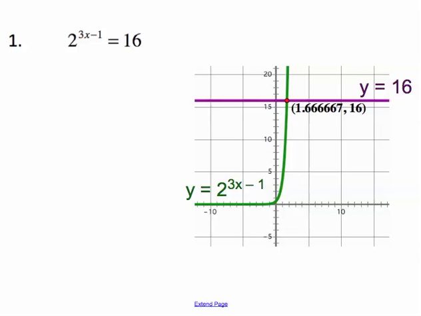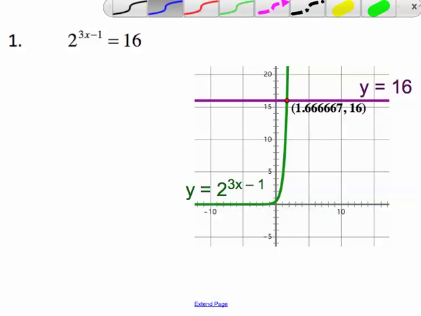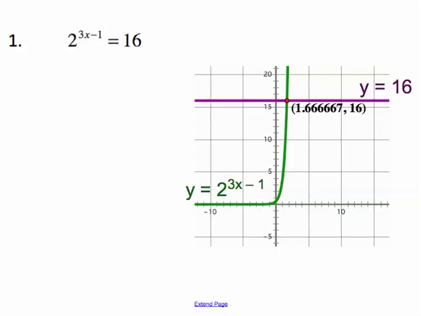We could also have solved it by graphing, like graphing on a graphing calculator. If we were going to do that, we would graph the left-hand side as its own function, y is equal to 2 to the power of 3x minus 1, and we would graph the right-hand side as a separate function, y is equal to 16. This is going to be a horizontal line. And you see the results at the right here. Here's the graph of the left-hand side, here's the graph of the right-hand side.